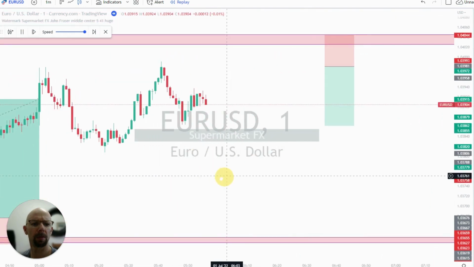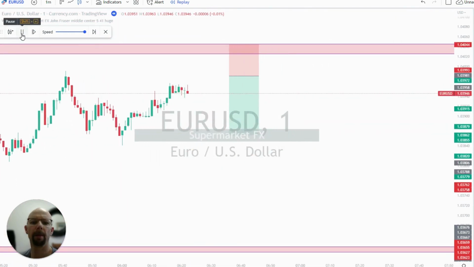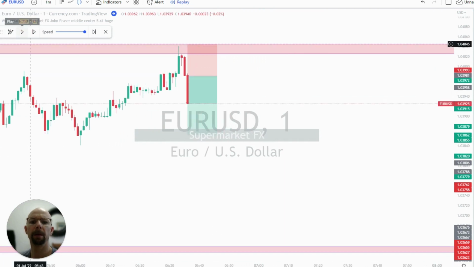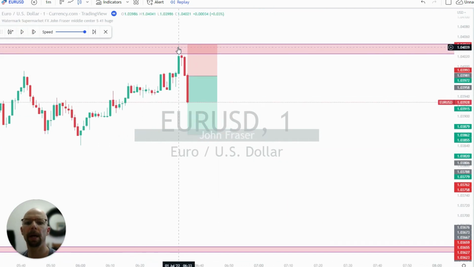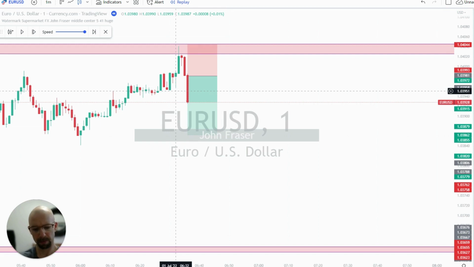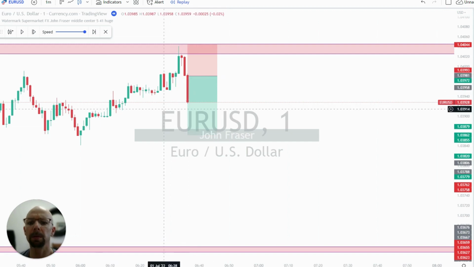So now we're going to take a look at this next one here. And here we go. So it came up into the area, touched into the area, signs of exhaustion, and a bearish engulfing pattern. So yeah, this is another great example. This is almost picture perfect for this one. And you're aiming for the low of the leg.